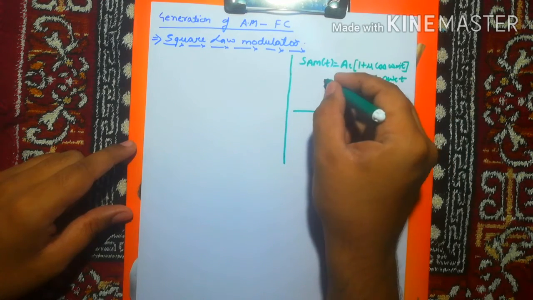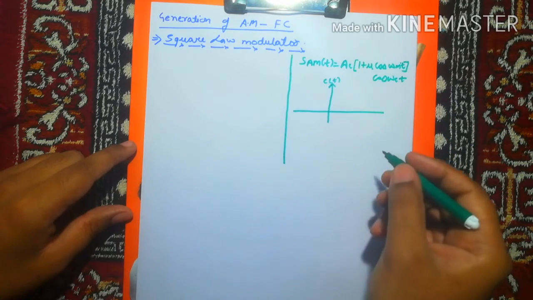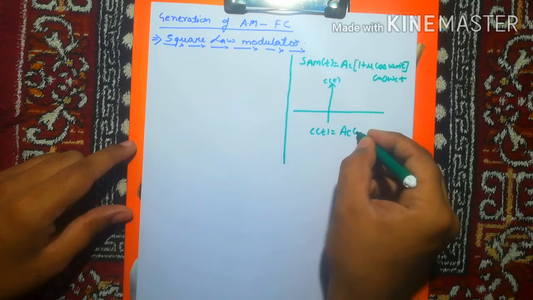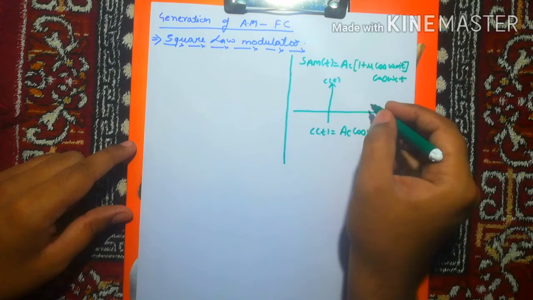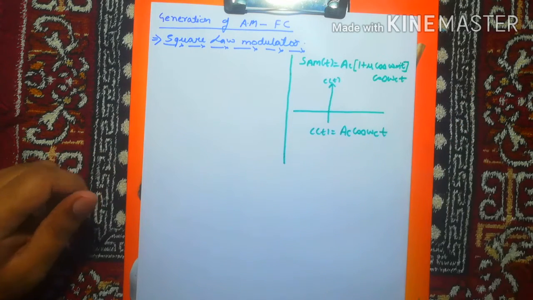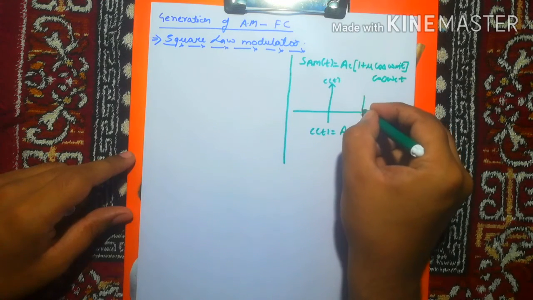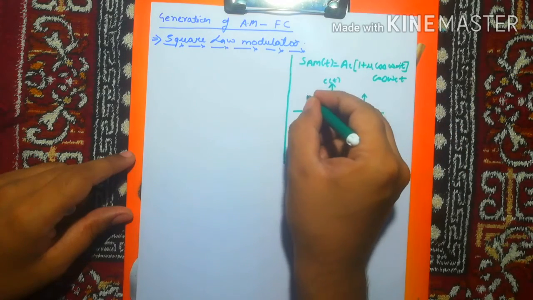Let me draw the spectrum of c(t), where c(t) is given by Ac cos omega c t. Now what we have to draw here are two impulse functions. One is shifted by plus omega c, and another one is shifted by minus omega c.